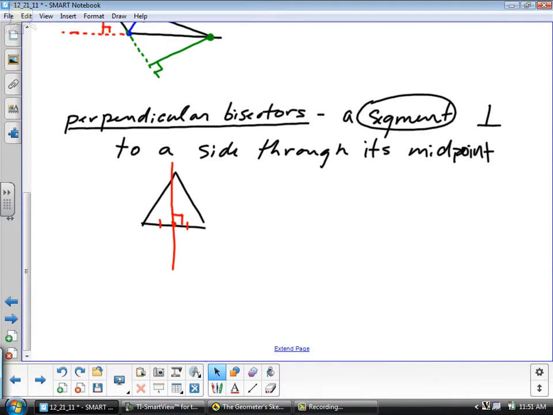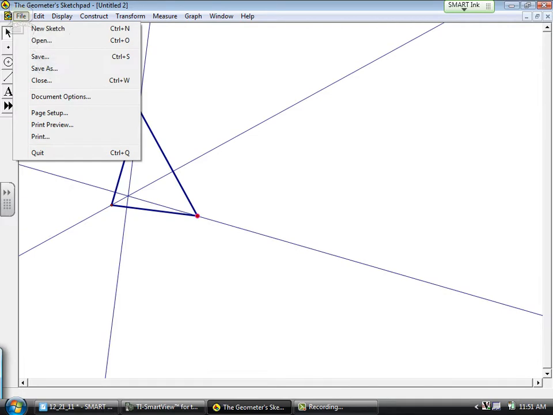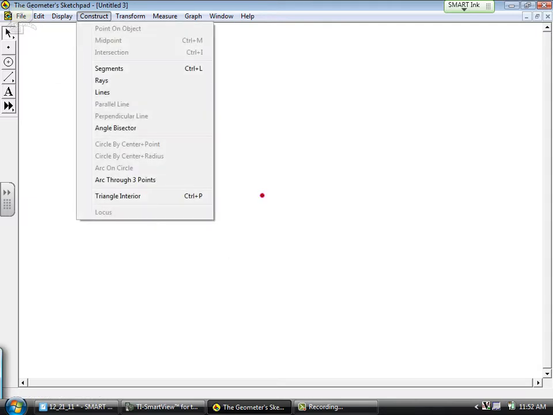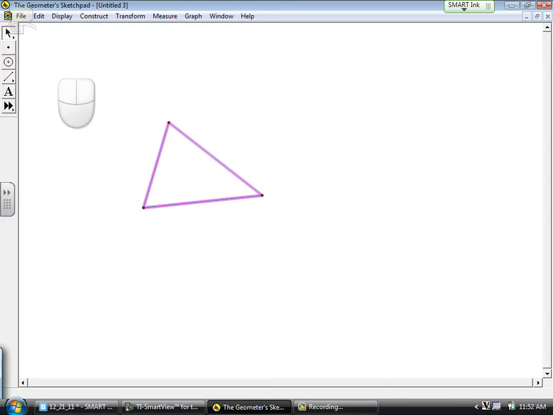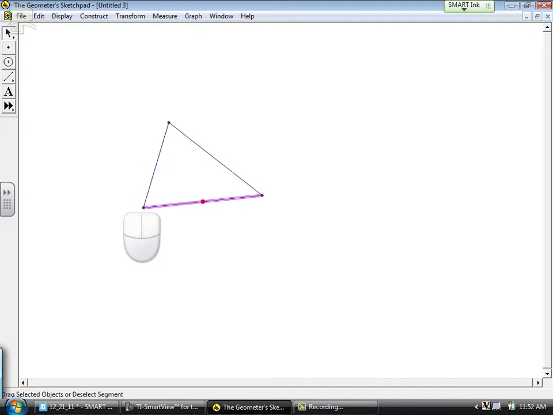So let's go ahead and look at what this might look like if we drew all the perpendicular bisectors. So go into Geometry Sketchpad. Let's get a new sketch. Draw a triangle. And then in order to have a perpendicular bisector, you have to have a midpoint and a perpendicular line. So that is a perpendicular bisector right there.